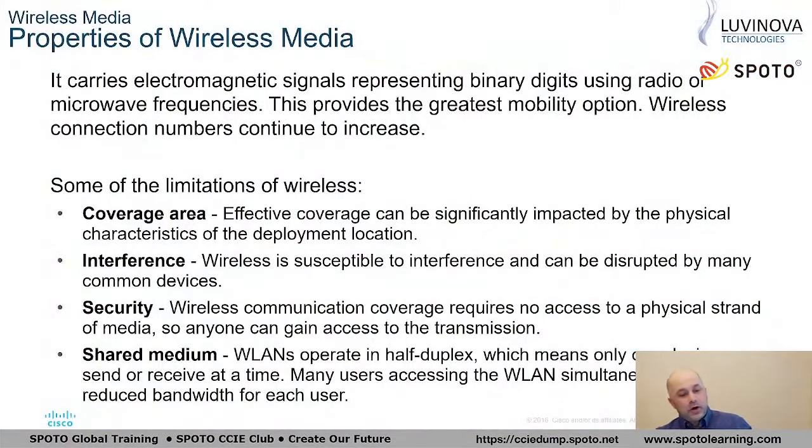Wireless media. The properties of wireless media, as you know, are coverage and speed. Coverage is the effective coverage that can be significantly impacted by the physical characteristics of the deployment location, which means if you have a wireless network, you must know where you're providing that wireless. Is there any building surrounding it, or is the concrete absorbing the radio waves, lowering the signal and degrading the signal?